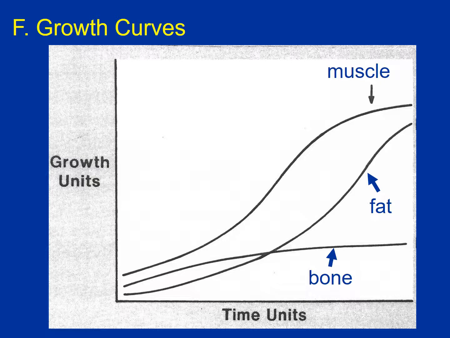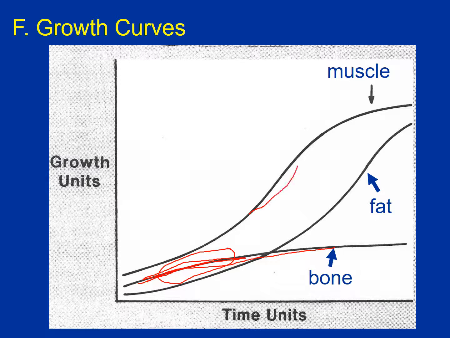This slide shows the growth curve for bone, fat, and muscle. We see here that bone plateaus first. So we get a lot of our bone development early on. It's important that the young animal gets enough calcium and phosphorus and other minerals at this time for good bone growth.